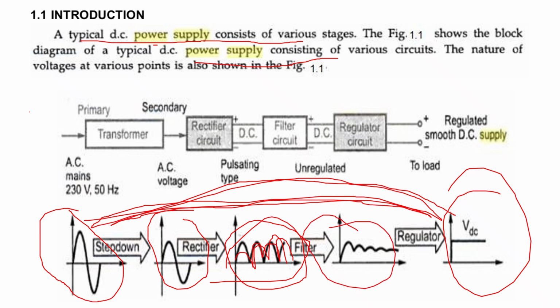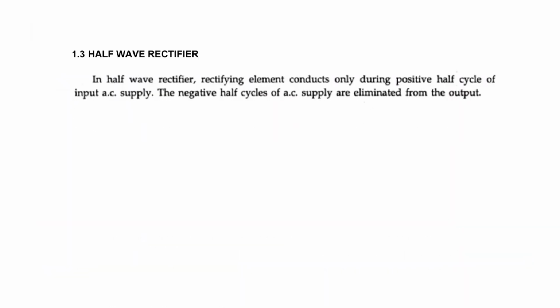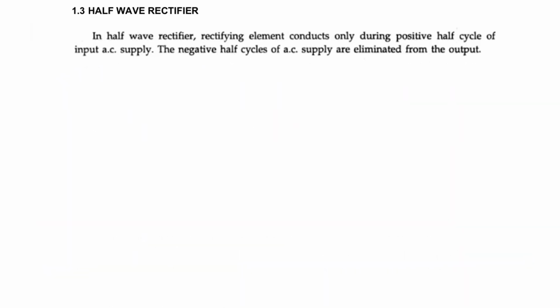So now we will filter it out. So how will we filter it out? Using some technique, and then we'll have less ripple. Now the voltage is decreasing and increasing, but very little. Finally we'll regulate, using the regulator, and then we'll get the final DC voltage. So this is the objective. Okay, so let's see how to do it.